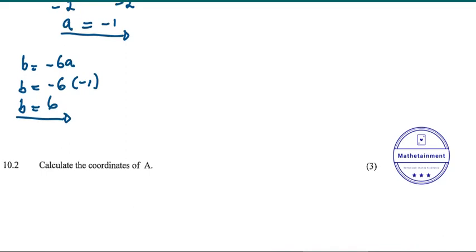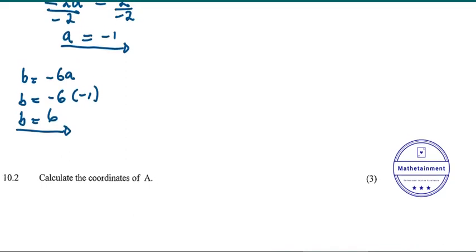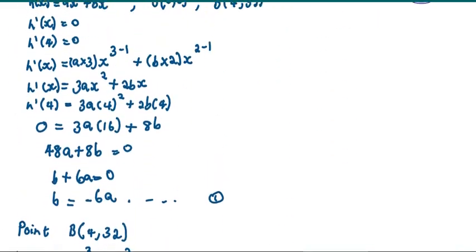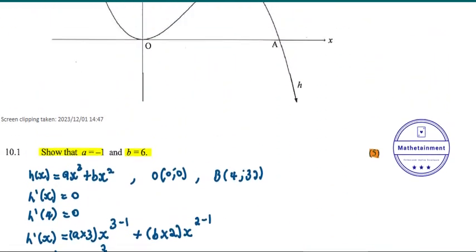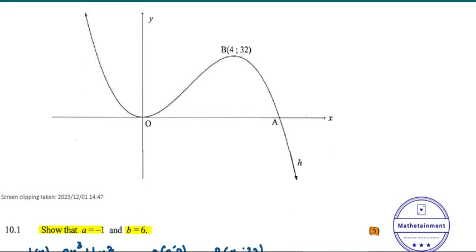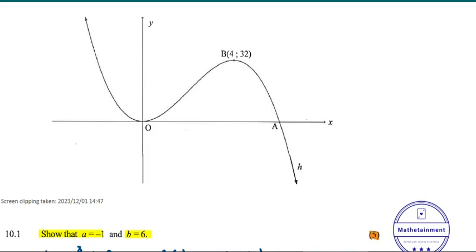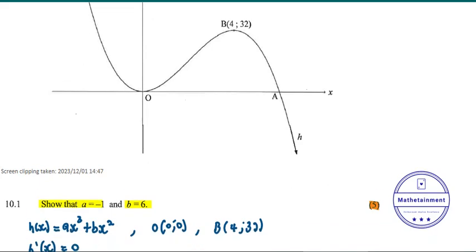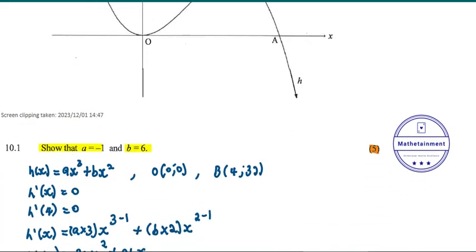Here we're required to calculate the coordinate of A. Let us go to the diagram given to us. Where is the value of A located? Okay, now you can see that A is an x-intercept. Meaning, to find A, it is the x-intercept where the value of y is equal to 0.